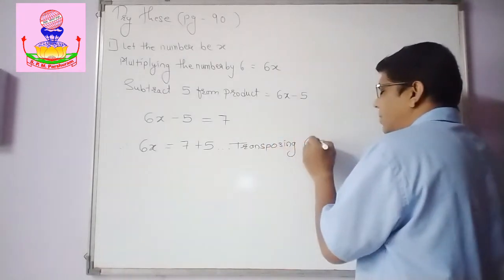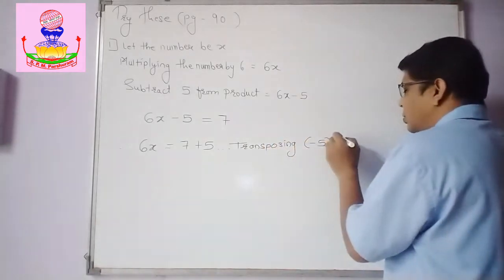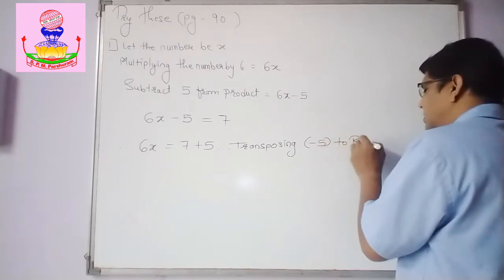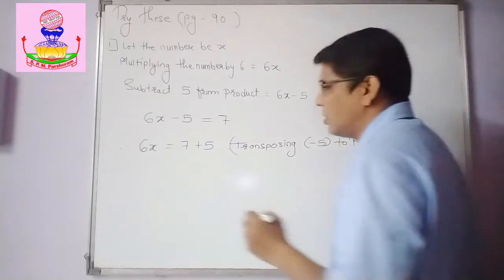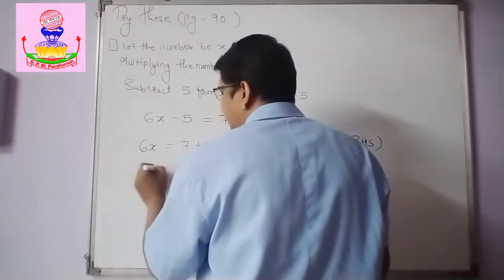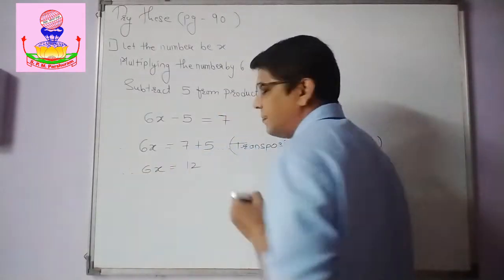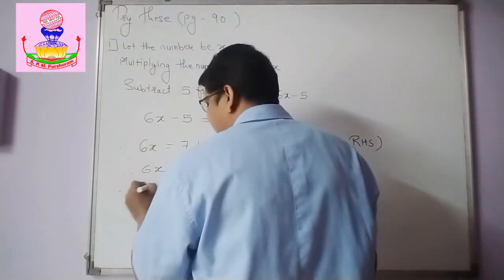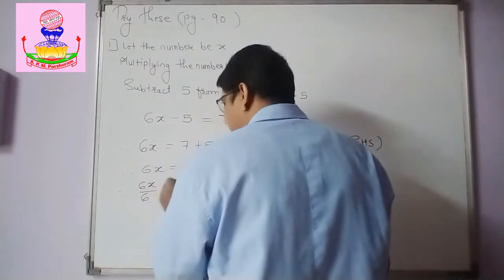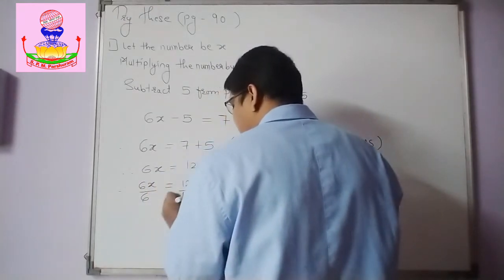What it was? Minus 5 to RHS. Okay. Do you get it? Direct. So therefore you got 6x is equal to 12. Now, divide both sides by 6. So 6x upon 6, that is equal to 12 upon 6.